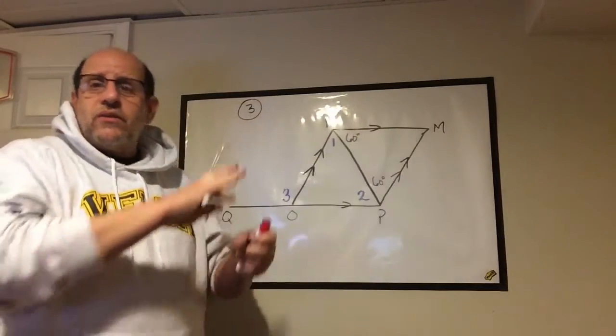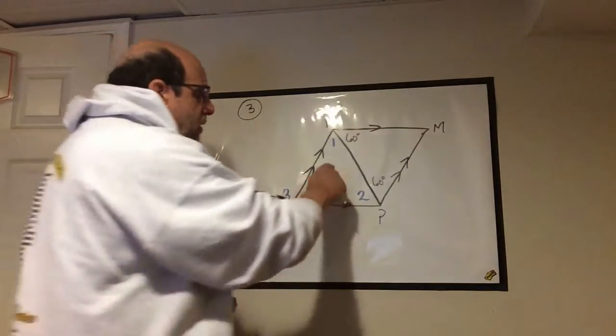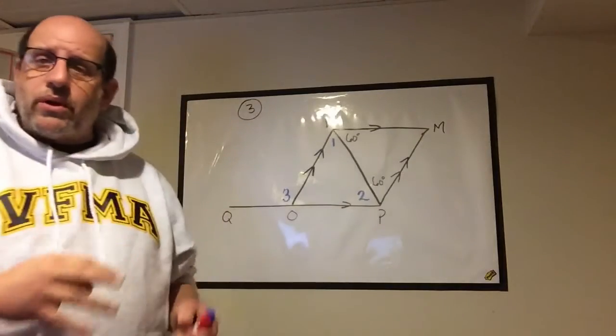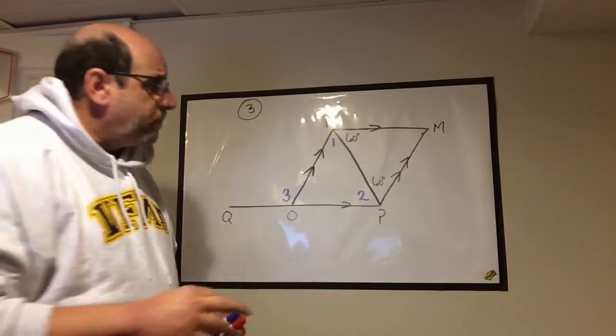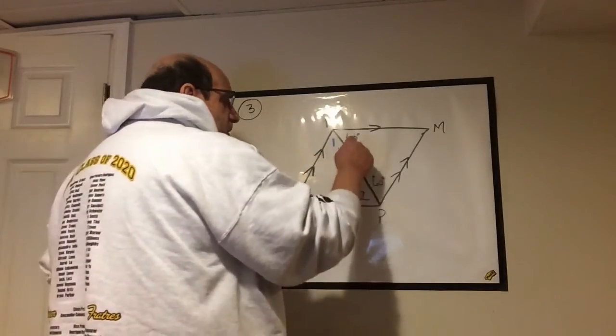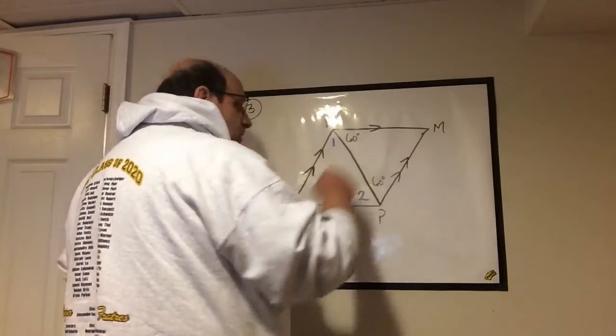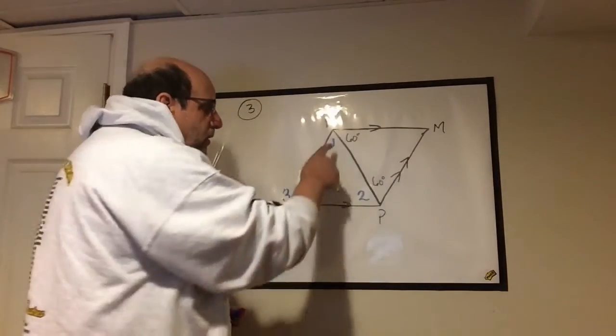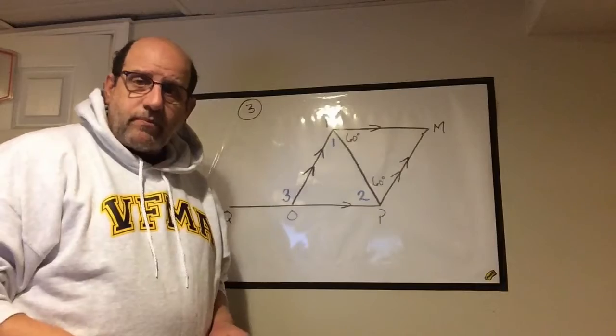Now, this is easy to solve if you already know that these two triangles are congruent. If these two triangles are congruent and this is 60 and this is 60, then this has to be 60. So you already know that these two are 60.